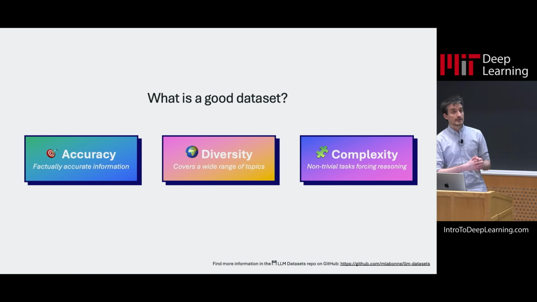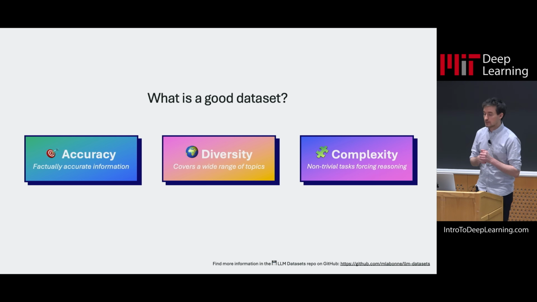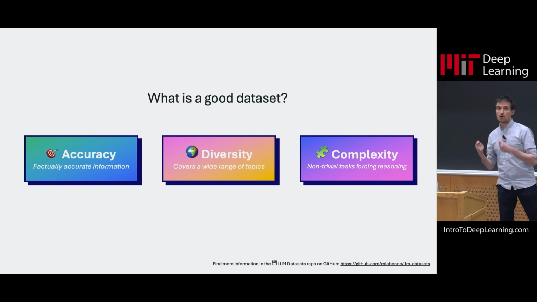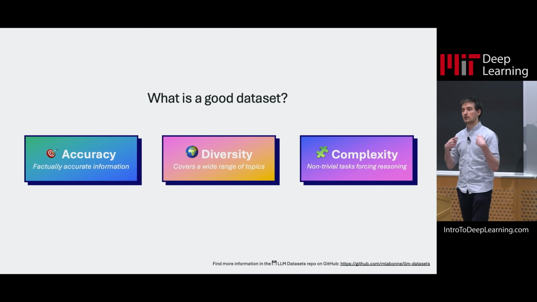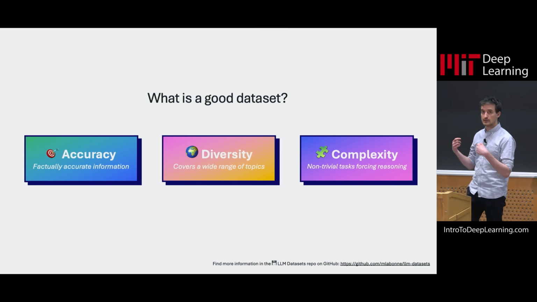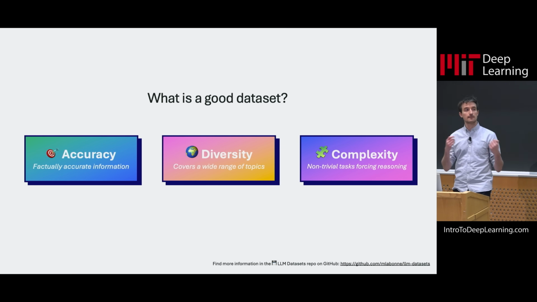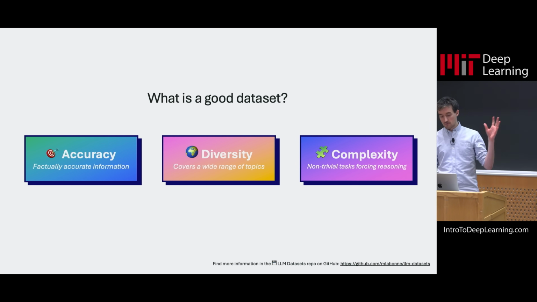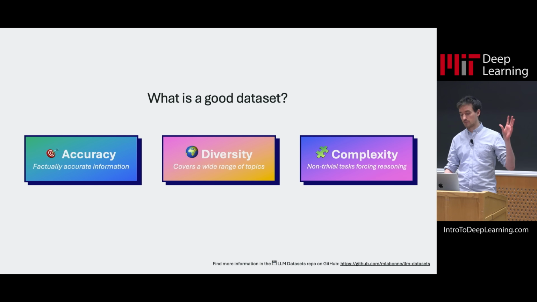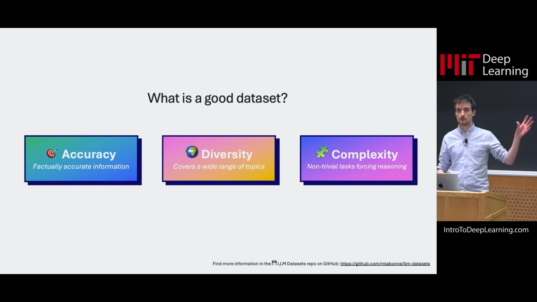Finally, you have complexity. Complexity is really about challenging the models to answer tough questions. It's about giving answers that are long and detailed, with chain of thought, step-by-step reasoning, and all that kind of thing. So this summarizes what a good dataset is. And this might be the most important thing to remember: those 3 dimensions, because they can be applied throughout the entire pipeline.